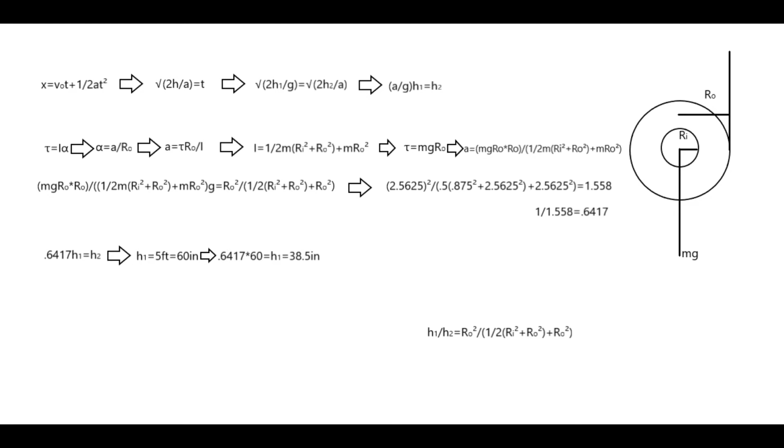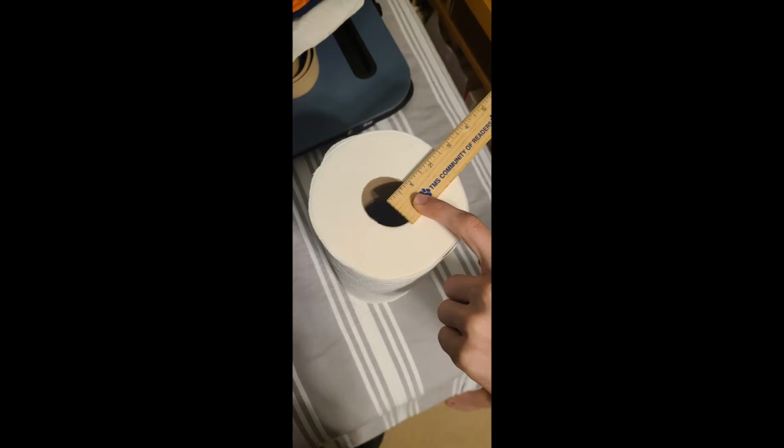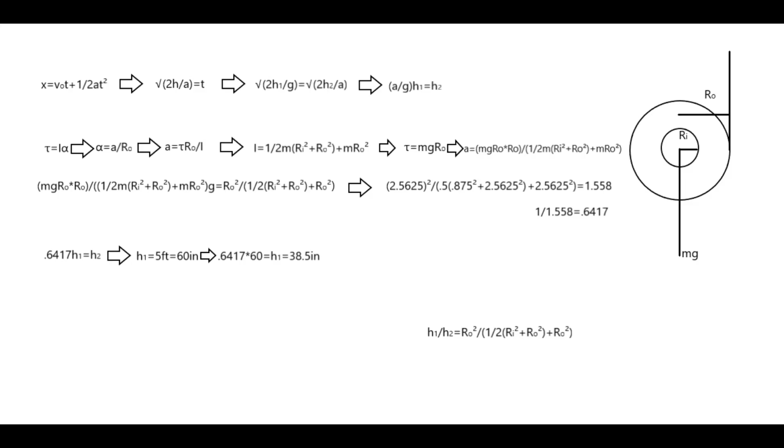However, we can't solve much without the inner and outer radii of the rolls. Using a measuring stick, we establish that the inner radius is equal to about 0.875 inches, while the outer radius is equal to 2.5625 inches. Using these new values, we can see that g over a is equal to 1.558, while a over g, the one we need, is equal to 0.6417.